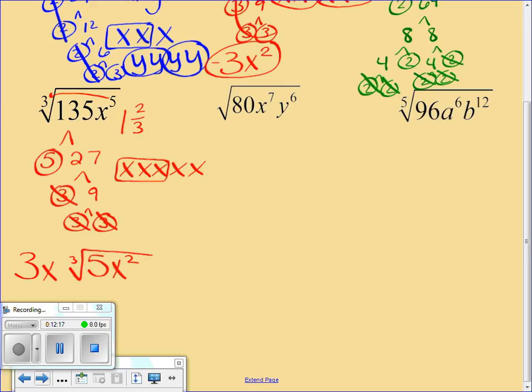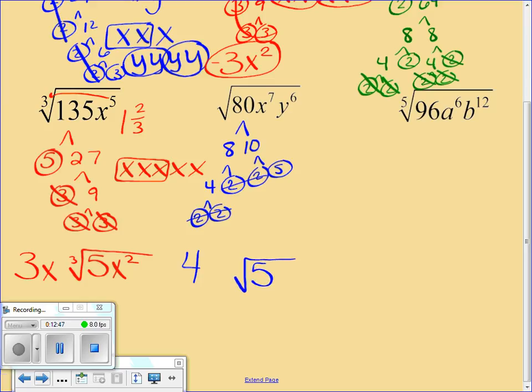Okay, next one. Square root of 80. Not pretty. So 8 and 10. 2 and 4. 2 and 2. 2 and 5. How many do I need to come out? I have to have 2. I have 2 sets of 2, which becomes 4. What do I do with 5? He stays inside.